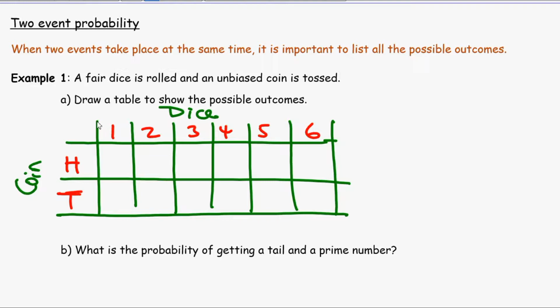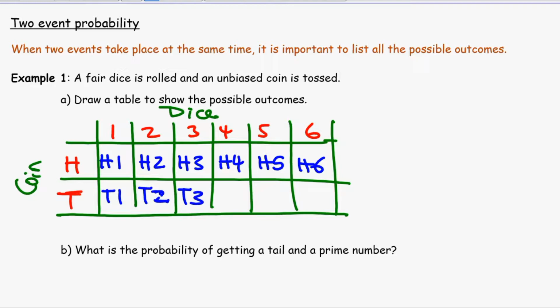So basically, if we roll a die and toss a coin, we can end up with a head and a 1, a head and a 2, a head and a 3, a head and a 4, a head and a 5, a head and a 6, or a tail and a 1, a tail and a 2, a tail and a 3, a tail and a 4, a tail and a 5, and a tail and a 6. So how many possible outcomes can we see? We have 12 possible outcomes.